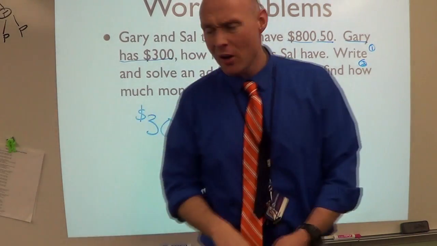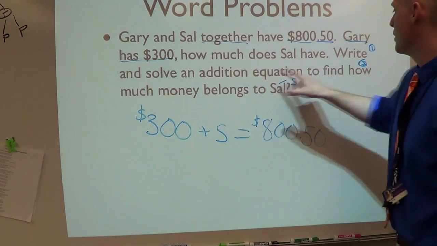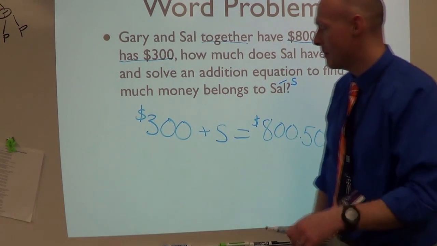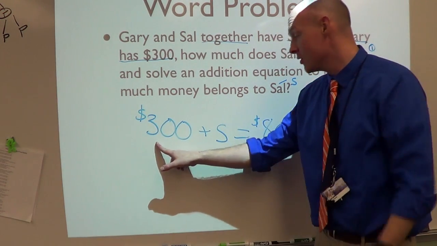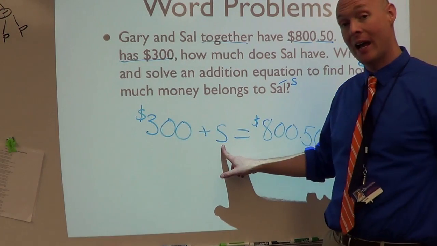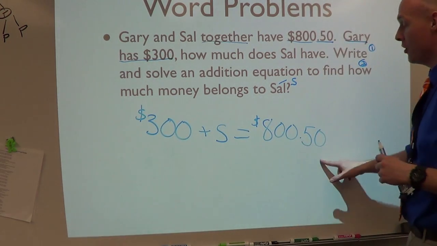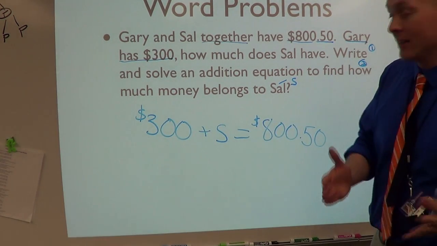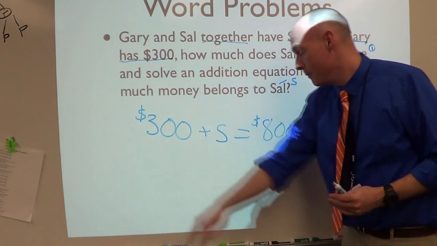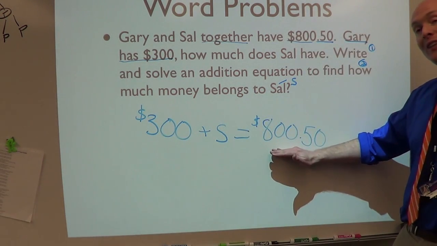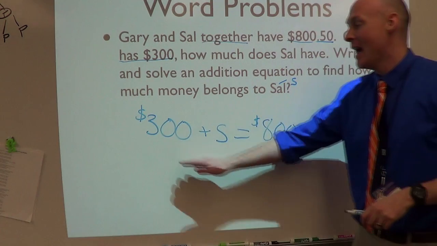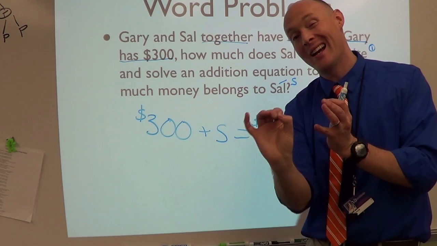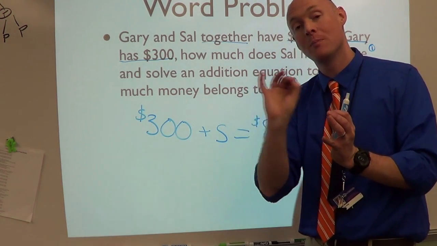Now, let's see. Here's our equation. Because our first thing, we had to write and solve an equation to find out how much money belongs to Sal. Let's see if this equation makes sense. 300, that's what Gary has, plus whatever Sal has, we don't know, equals $800.50. That makes sense. It's a balance. We have 300 and S over here, $800.50 over here. We have to isolate, which means take it by itself. We have to isolate that S and keep that S by itself.